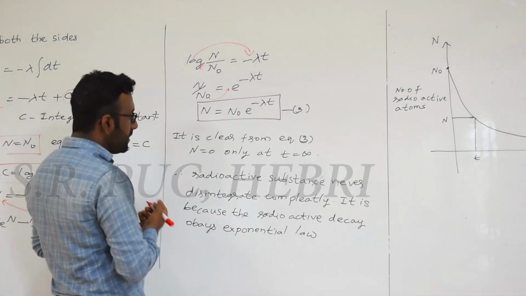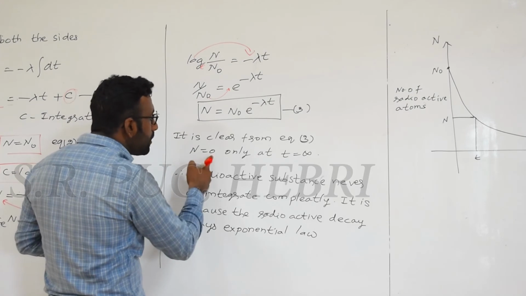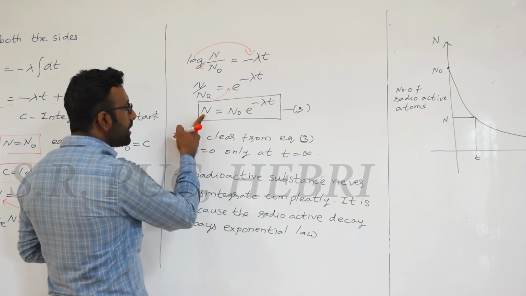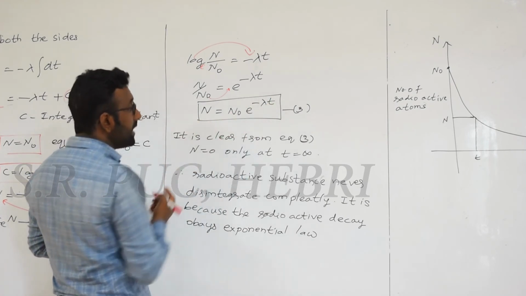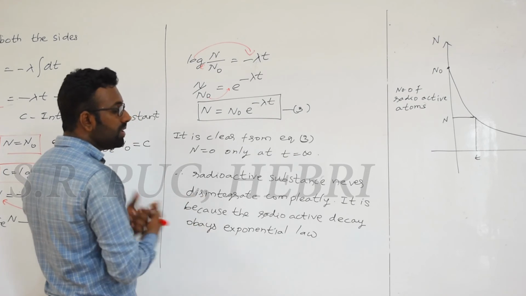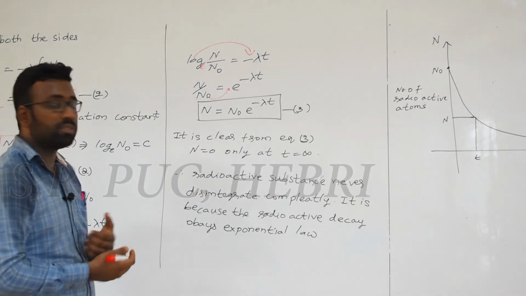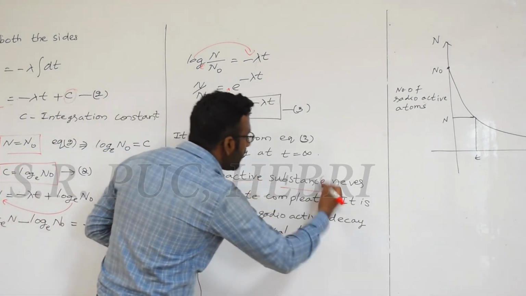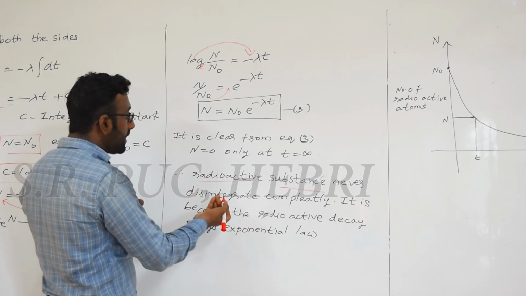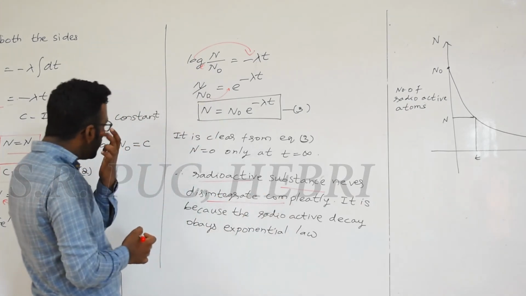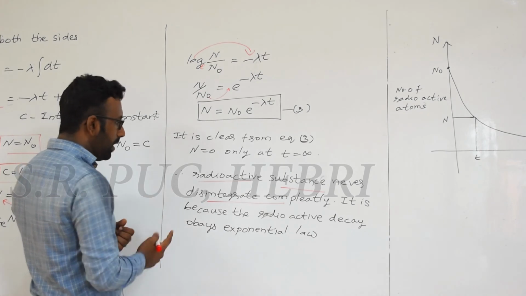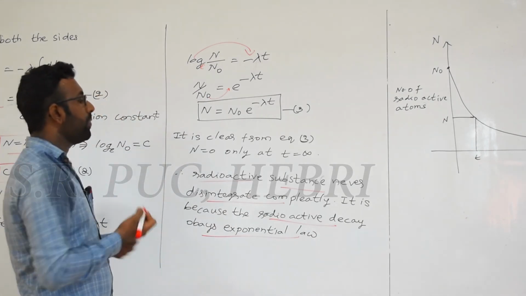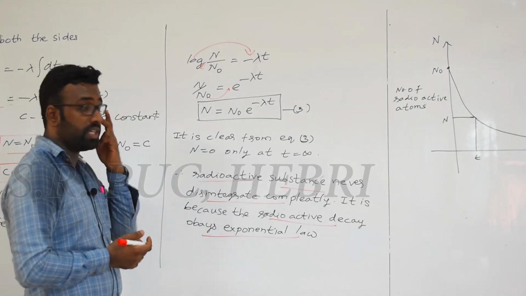It is clear from equation 3 that N will be equal to 0 only when t is infinity. So N is going to become 0 only when this t term becomes infinity. So what is the meaning of t becoming infinity? Infinite time. That means it is never going to become 0. So a radioactive substance is never going to get disintegrated completely. It is because radioactive decay obeys the exponential law.